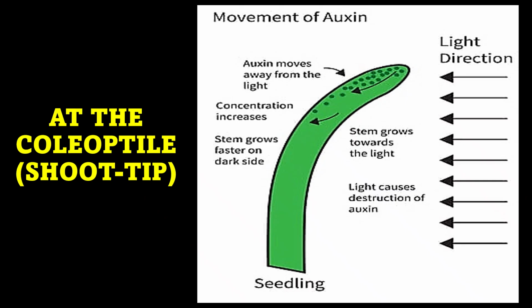So the auxin will start moving. You can see the arrow showing you the movement. And then it will increase its concentration on this side. That means there will be more auxins on this side. More auxins will cause the stem to grow faster on the dark side. The dark side is the side not facing the light. There is the light side, the illuminated side, and the dark side. In the case of a seedling, in the shoot tip, more auxin causes more growth or a faster growing stem. Less auxin or no auxin prevents growth.